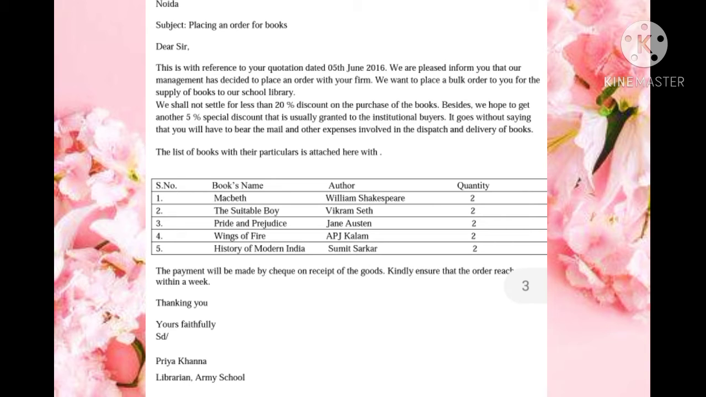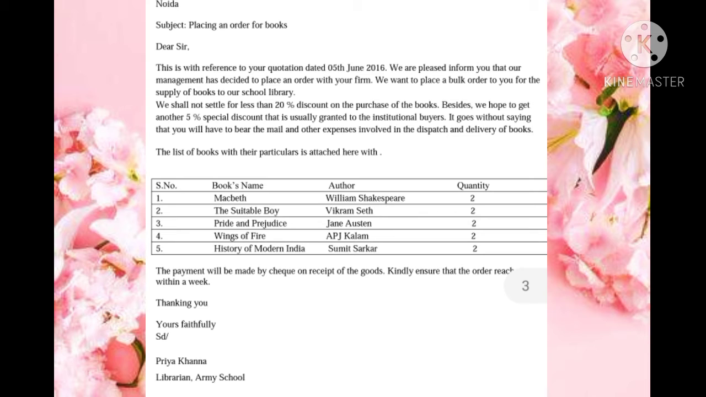Then we are pleased to inform that the management has decided to place an order with your firm. We want to place a bulk order for the supply of books to the school library. The purpose is mentioned, and what is required is also mentioned. Then the terms and conditions are mentioned over here. We shall not settle for less than 20% discount on the purchase of books. Besides, we have a usual 5% discount that is granted to institutional buyers. Then the expenses have to be borne by the company, that is, the bookshop has to bear the expenses for dispatch and delivery. That is also mentioned over there.